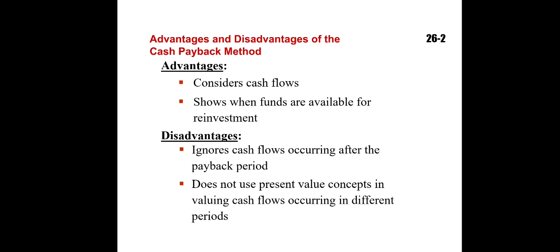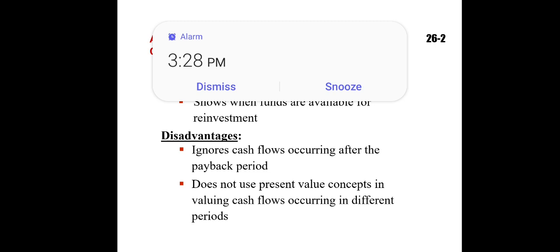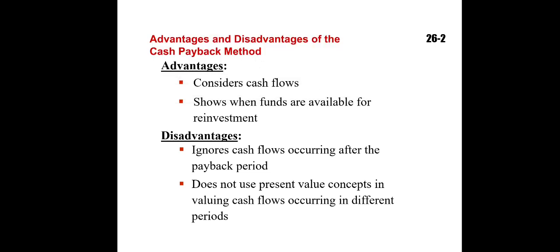This payback period method has several advantages and also several disadvantages. The first advantage is it considers cash flow. So remember the average rate of return method, it considers net income or profit, but this method uses cash flow when you do the analysis. So this method is also good because if you have a business, cash flow is very important. The next advantage is it shows when funds are available for reinvestment. So if the investment will achieve payback period in 4 years, you know after 4 years your business has sufficient cash to make other investments or to purchase other fixed assets.